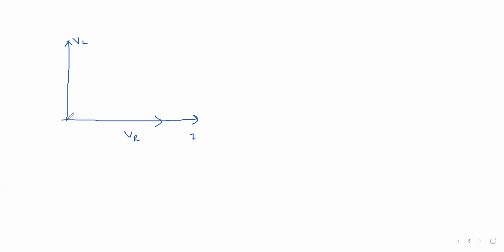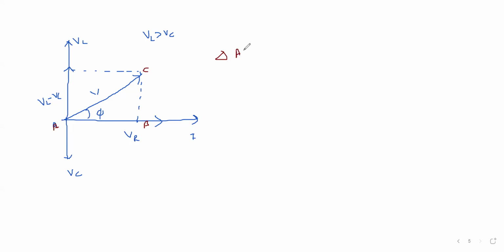From the same diagram, with respect to current, VR is in the same direction, no phase difference. VL is leading, VC is lagging. I am assuming the VL value is more than the VC value. Therefore, the net effect is VL minus VC. So the resultant is V. Complete the parallelogram. This angle is phi. Now we are going to find cos phi from triangle ABC, with points A, B, C. From triangle ABC, what is the cos phi formula? Adjacent side by hypotenuse. So cos phi is equal to adjacent side AB by hypotenuse AC.